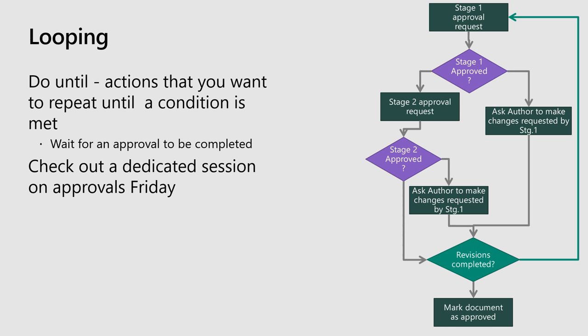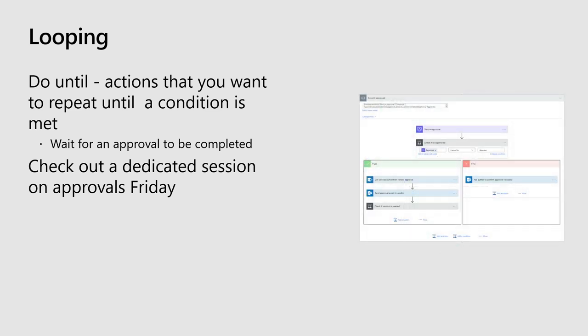Now, with looping, you can use do-until loops to repeat until some condition is met. So if you have an approval process, for example, where you have a multi-stage approval, and if a stage fails, you want to ask somebody to go back and review it and then resubmit their approval. You can do that by using do-until loops. So you can do that here. This is what it looks like when it's actually inside of a flow.